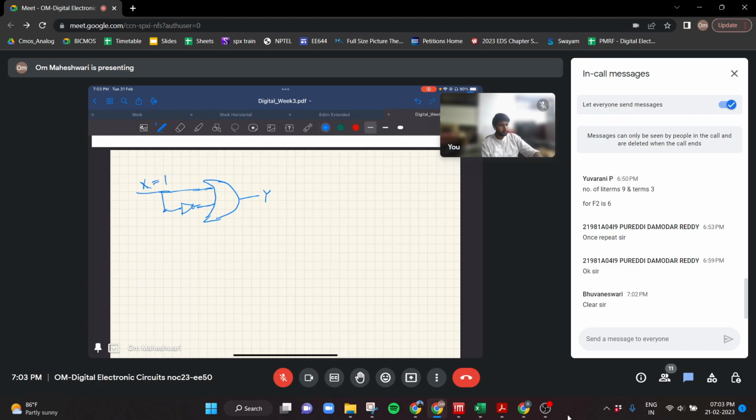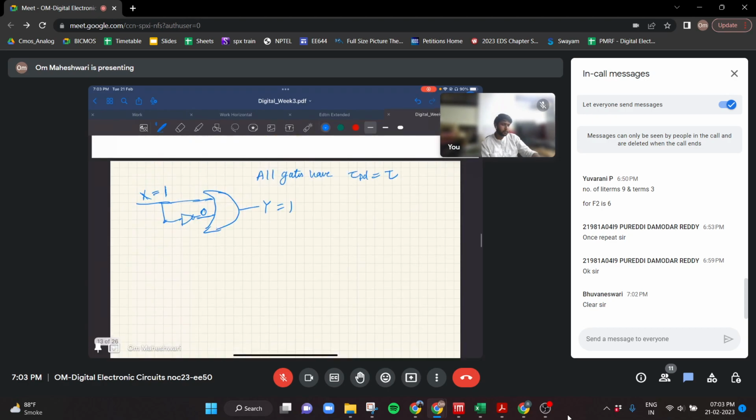Let x equal 1, right? So it will be 1 here, it will be 0 here. I'll get y equal to 1. But let's say all gates have tau pd equals tau. Now let's say at t equal to 0, I changed x from 1 to 0. So I made this 0. But this will go from 0 to 1 after tau seconds, right?